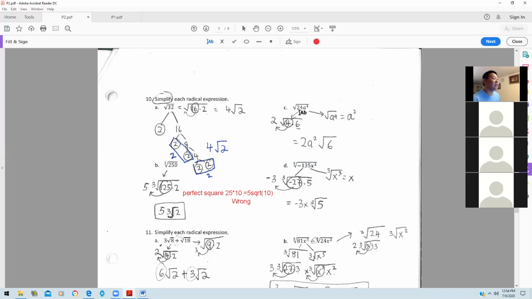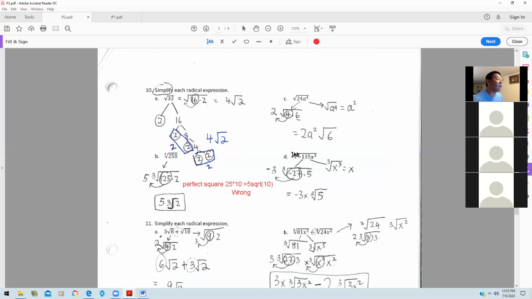For question C, if you see variables and numbers like this, we'll break it out. Do the numbers first, then do the variables on the side, and after that, you combine them together. So 24 is 4 times 6. 4 is a perfect square of 2. a^4 is divisible by 2, so a^4 divided by 2 is a^2. You find that this 2a^2 will be outside, and what is left inside the radicand is the 6 that we have left over.